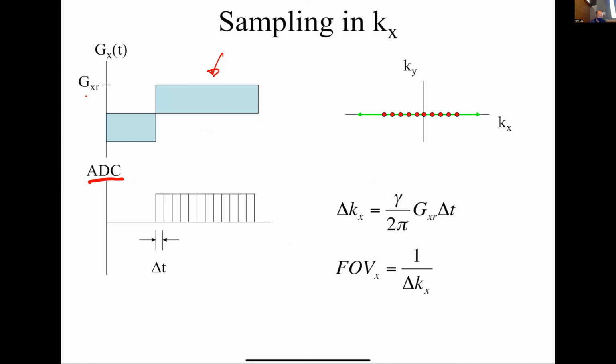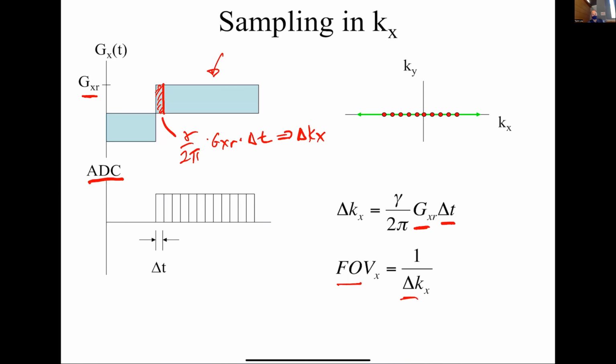Let's look at the sampling. If this has some gradient GXR, then the amount of area it covers is the delta k. In a delta t, how much delta k do I accumulate? That's just gamma over 2 pi times GXR times delta t, which is my area. That gives me my delta kx. So if I'm given my field of view, I can figure out my delta kx. Then the design problem comes: either I'm given a delta t and I have to figure out GXR, or I'm given GXR and I have to figure out the delta t.